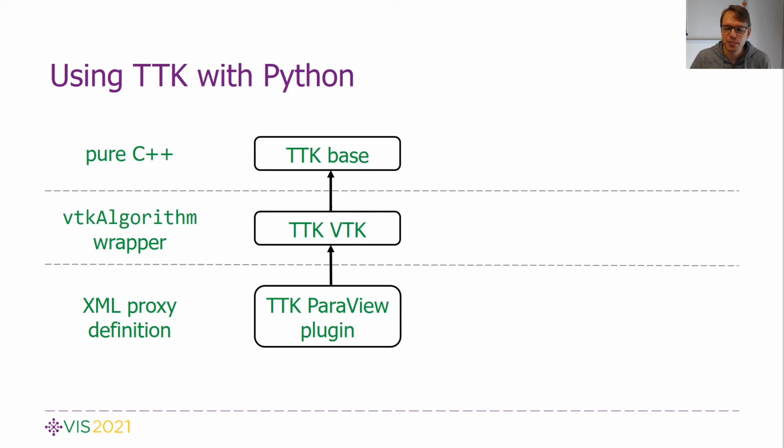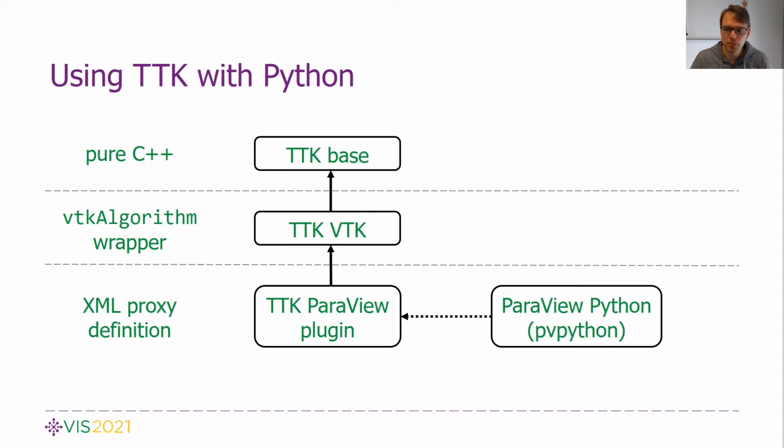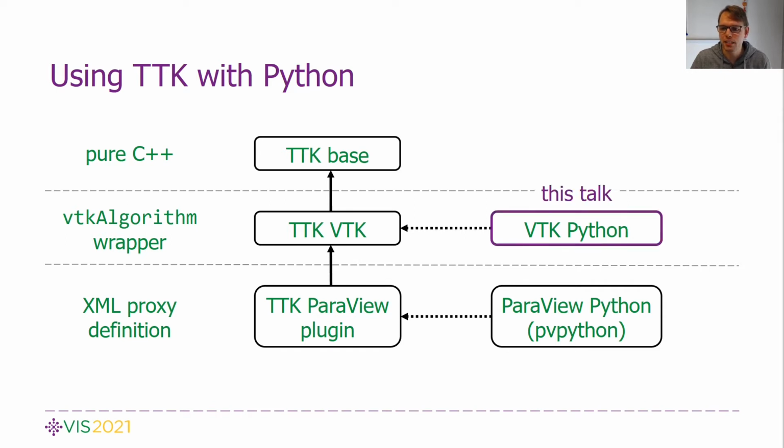There are multiple ways to interact with TTK from Python, and for this, let's recall that TTK is organized in these three layers. At the bottom, we have pure C++ code, which is then wrapped into the VTK algorithm API, and by additional XML definitions, these are then exposed to ParaView. And ParaView comes with its own Python interface that is sometimes referred to as PVPython, and there's also a Python interface on the VTK layer, and this is what I am going to be mainly talking about. But first I would like to explain the differences between these two Python interfaces.